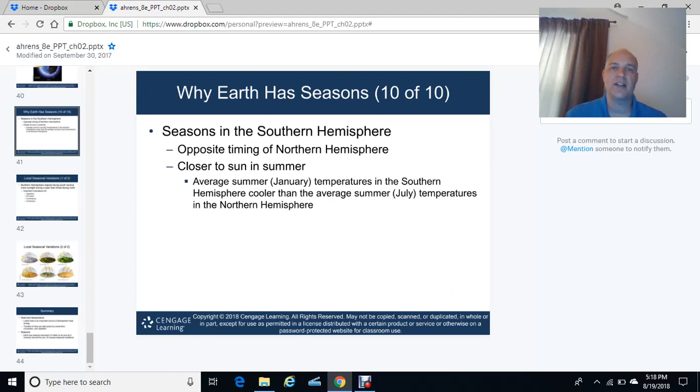Closer to the sun in summer: average summer January temperatures in the southern hemisphere are cooler than the average July temperatures in the northern hemisphere. Just keep that in mind as well.